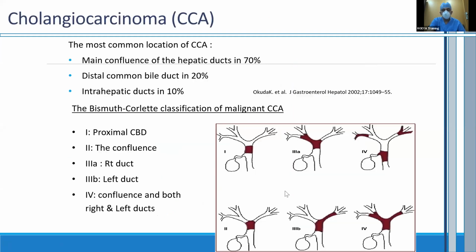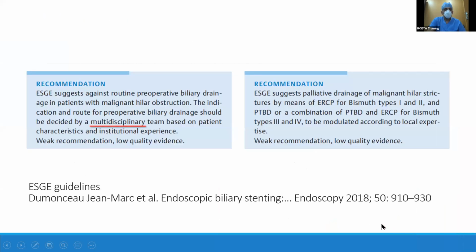This is the Bismuth classification, and I think this is our patient for today. So this is Bismuth 4, where you have the mass affecting both systems at the bifurcation. As I said in the live case, this is the most important point: when you start draining a hilar stricture, you need to be ready with everyone. So a good endoscopist and also a radiology department ready to support anytime. This is why a multidisciplinary team is very important.